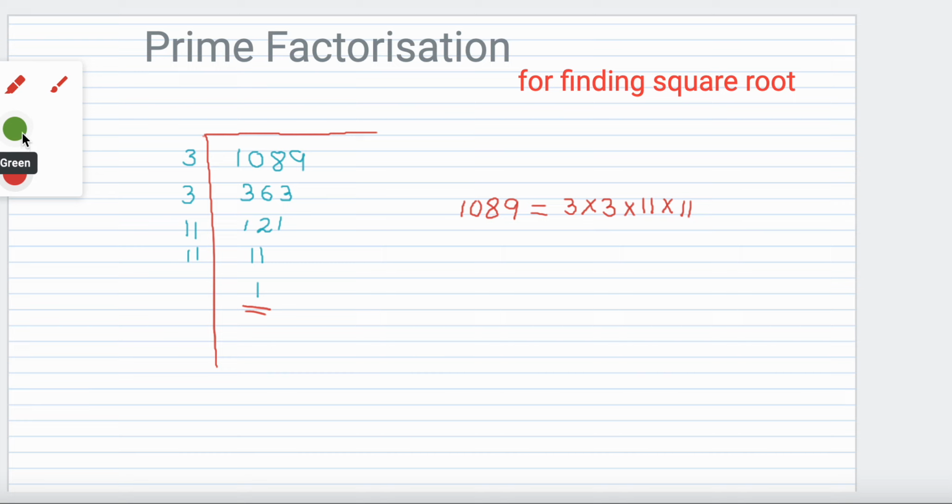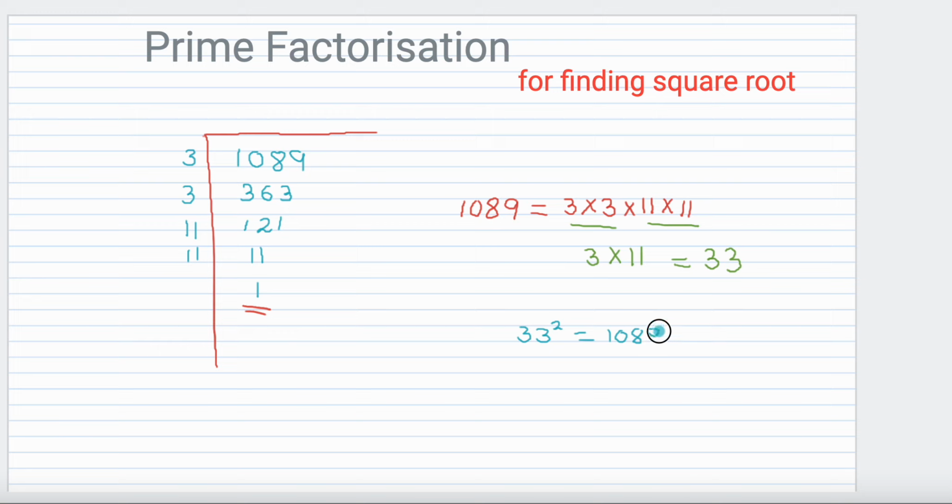Now we have these numbers in pairs. You have to take one number from this pair and one number from this pair, so your answer is 33. So 33 is the square root of 1089. That means 33 squared gives you 1089. So this is the method of prime factorization.